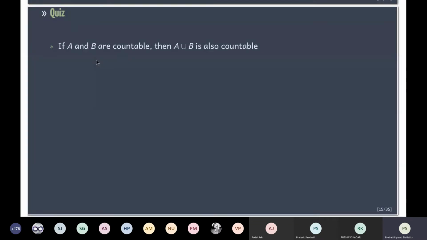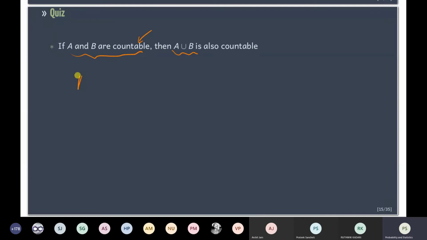So now I have defined union and I've defined countability. This is not the quiz that you have to do now, but this is something you can try to prove. If A and B are countable, and I'm talking about countably infinite, obviously finite sets are countable. When we say countable, we usually mean infinite. So both A and B are countably infinite, then A union B is countable. It's a matter of counting.